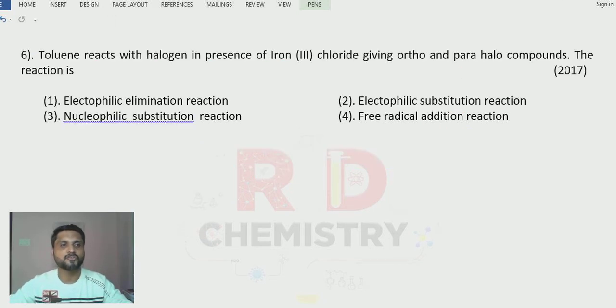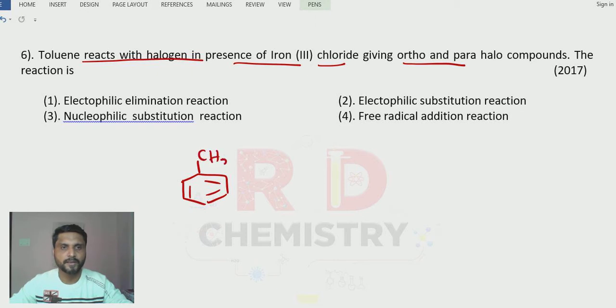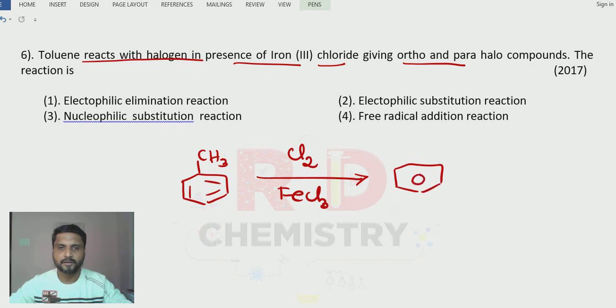Question number 6. Toluene reacts with the halogen in the presence of iron chloride to give ortho and para halo compound. Let me take toluene, a benzene ring attached to the CH3. This is toluene. So we'll carry out the chlorination. Let me give the chlorine in the presence of ferric chloride acting as the catalyst. Now it gives benzene attached to CH3. We can get orthochlorotoluene and parachlorotoluene.